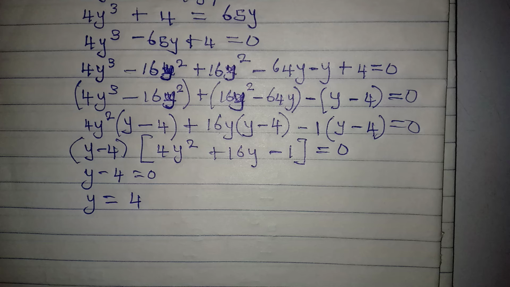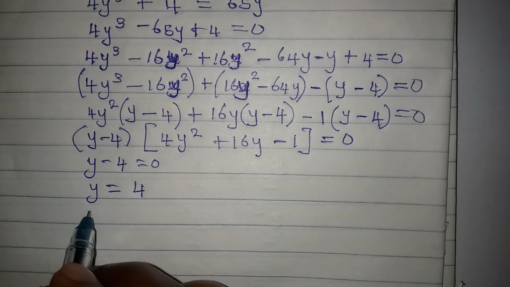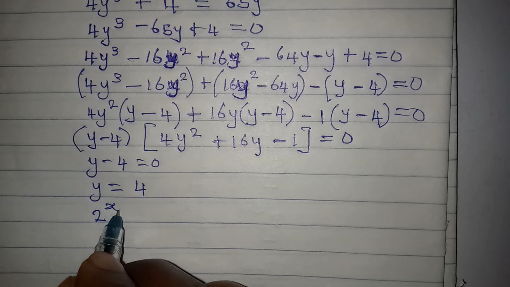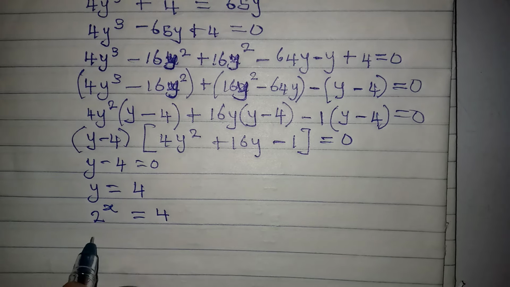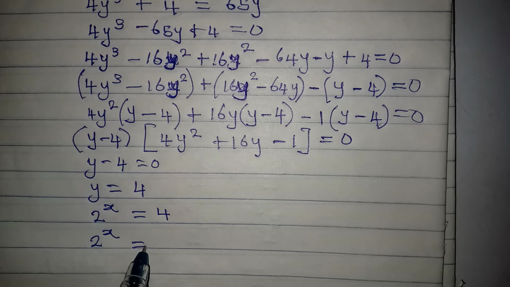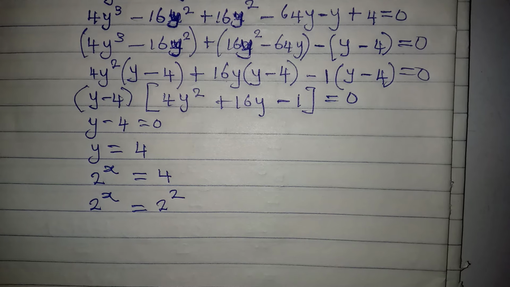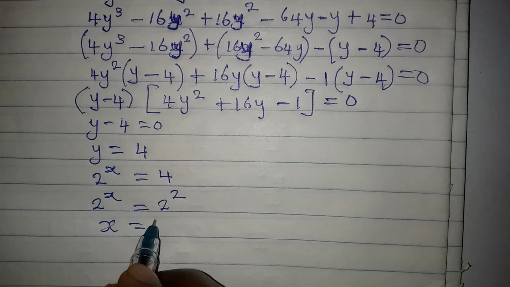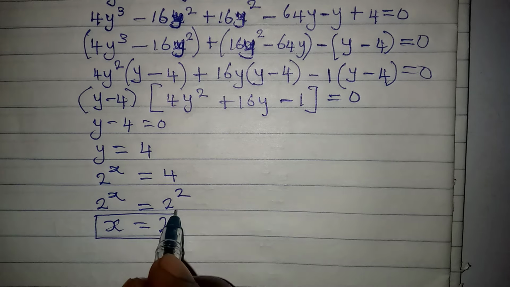But then remember that we are not looking for y, we were actually looking for the value of x. And we say that x, okay, let y be equal to 2 to the power of x. So that means 2 to the power of x is now equal to 4. Now this means that 2 to the power of x is equal to 2 to the power of 2. And from here the bases are the same, the powers must be equal. Our x is equal to 2. And this is one of the solutions to the equation.